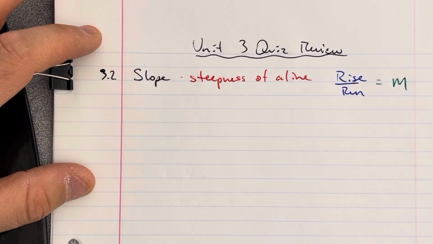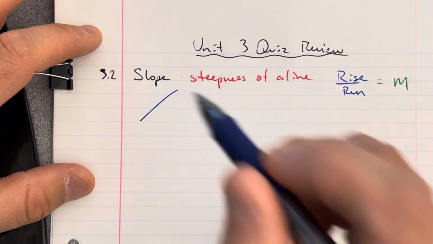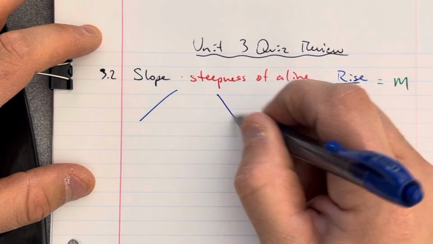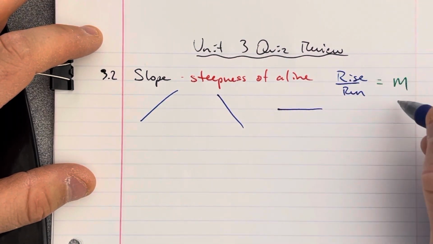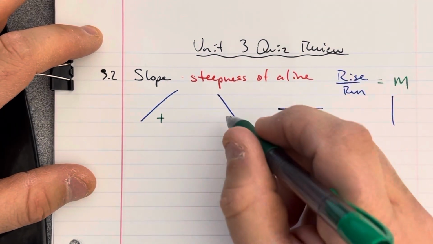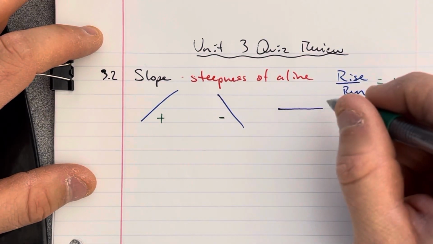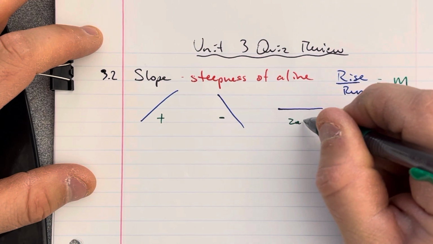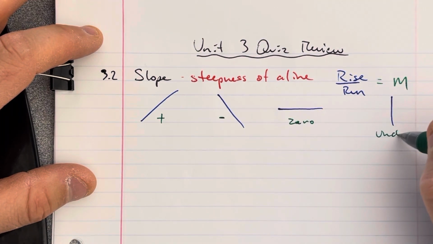We have four types of slopes: one that goes up to the right, down to the right, horizontal, and vertical. Up to the right is a positive slope, down to the right is a negative. This is what we would call a zero slope, and this one here is undefined.